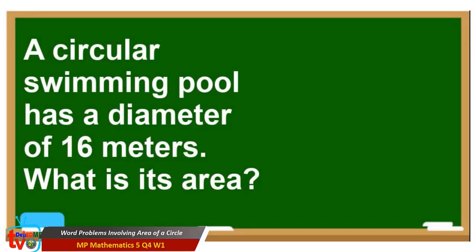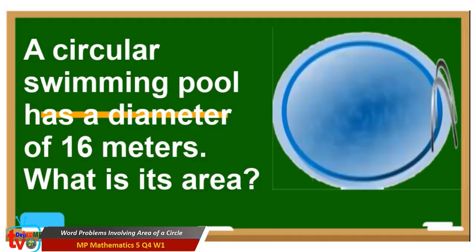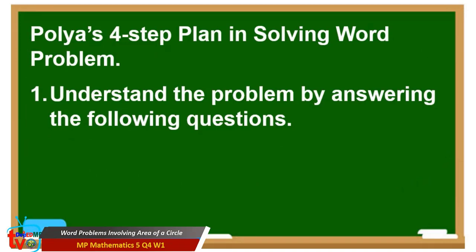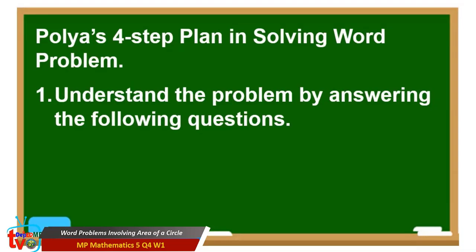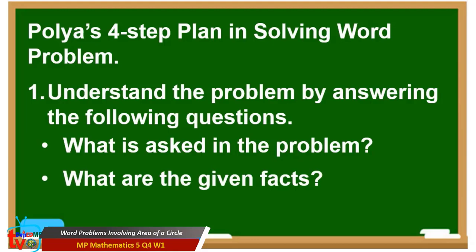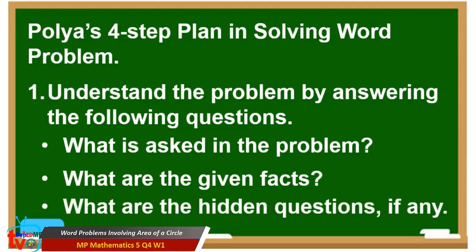Let us have the following problem. A circular swimming pool has a diameter of 16 meters. What is its area? Here is Polya's 4-step plan in solving word problems. Number 1. Understand the problem by answering the following questions. What is asked in the problem? What are the given facts? What are the hidden questions, if any?